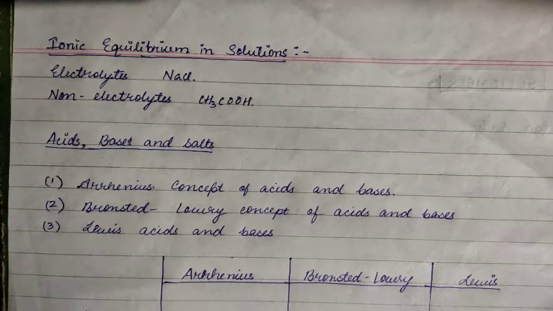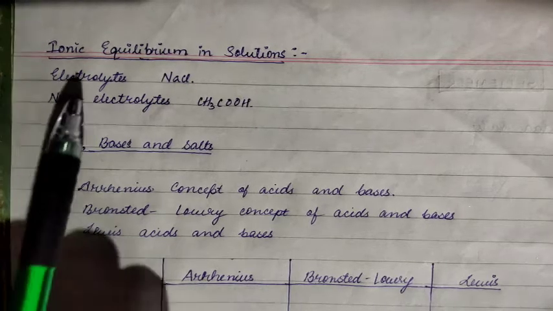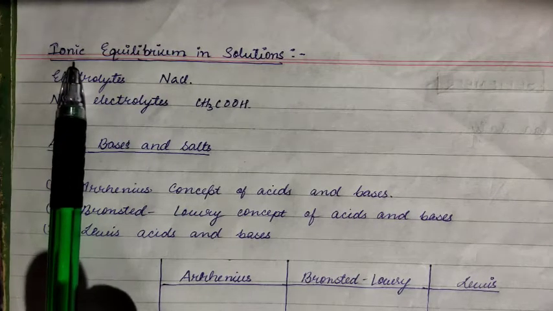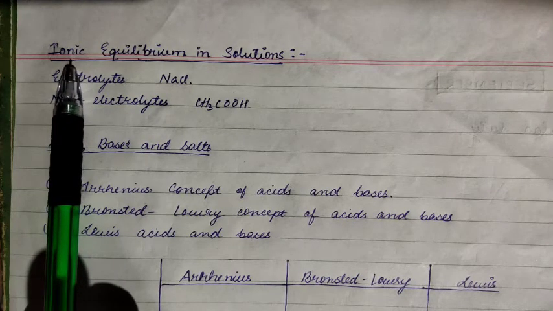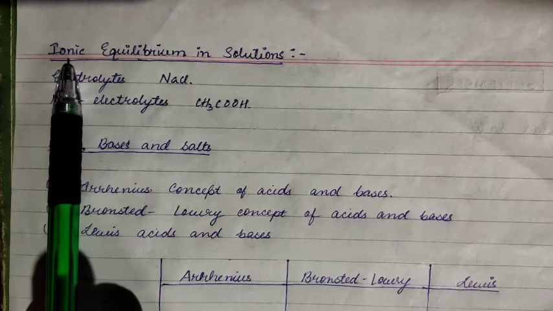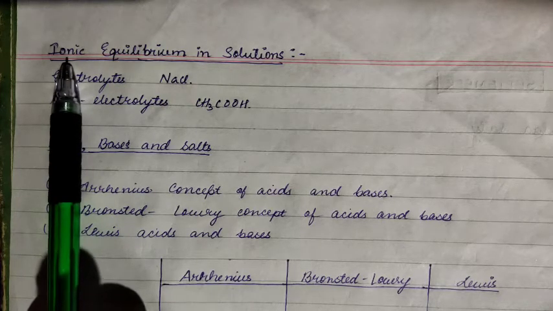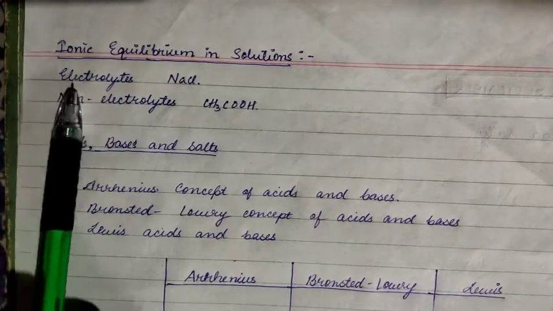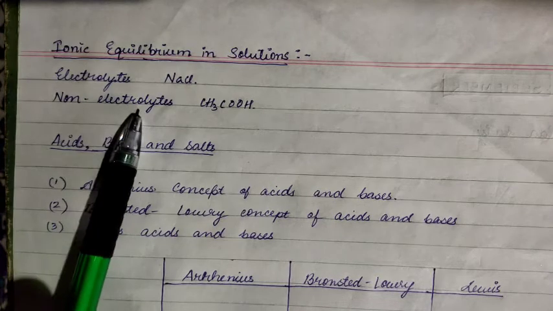Today we will start the class with the topic ionic equilibrium in solutions. Now, when we talk about ionic equilibrium, the name is suggesting that it is an equilibrium between the ions. And as you know, ions can be obtained when a substance is dissolved in water. Then only the ions get separated from each other. In this context, you have to study 2 points, that is electrolytes and non-electrolytes.